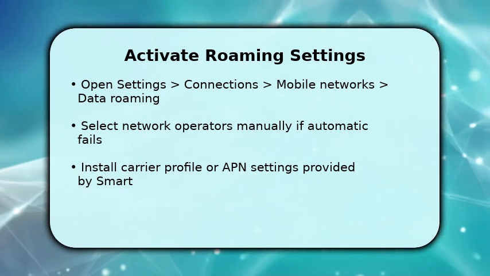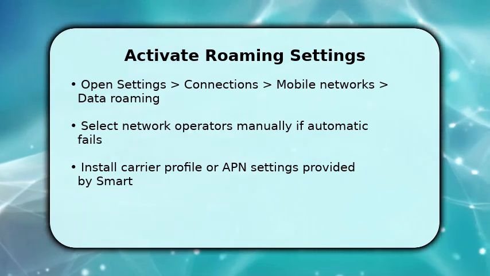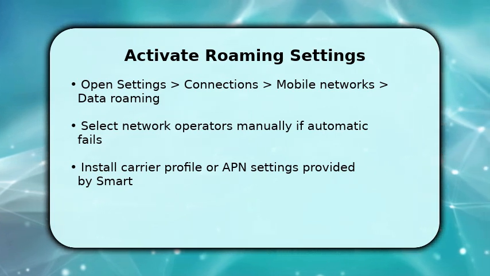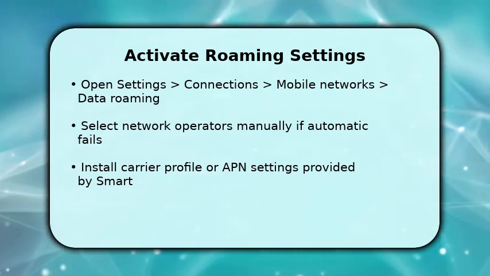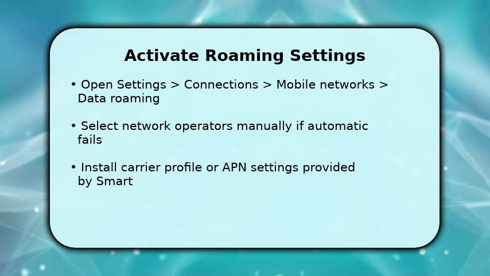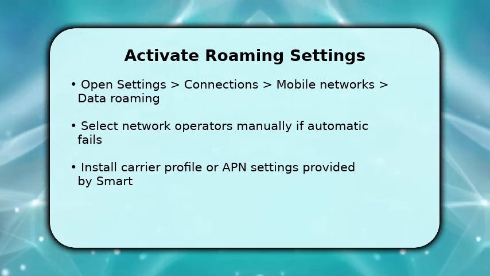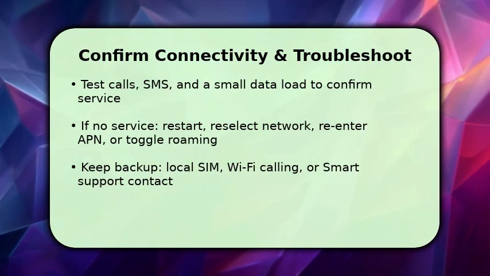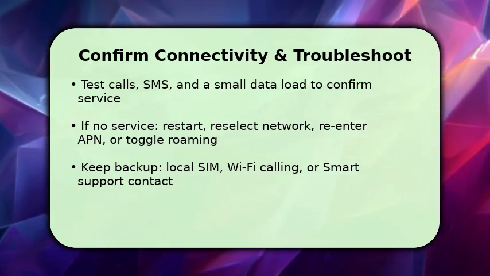Next, verify or input Smart's APN and carrier profile so data and MMS function correctly. Make sure to save settings and restart the phone to force a fresh network registration. You finish by confirming voice, text, and data work on the visited network.